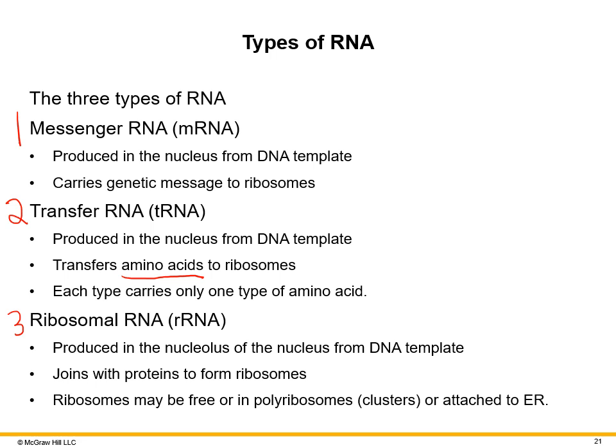rRNA, called ribosomal RNA, is important because it is going to help build the ribosome, or form a part of the ribosome. The rRNA is going to be produced in the nucleolus, which is inside of the nucleus.